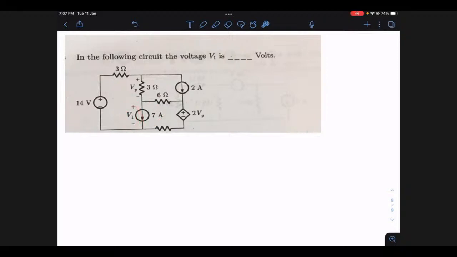But my interest is to solve this problem using mesh analysis. So how do you solve it then? What is the approach? Any special answer for this, or anything special you're observing in the circuit?